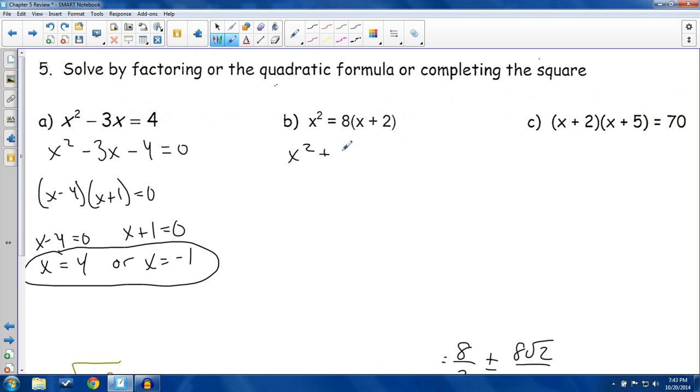X squared minus 8x minus 16 equals 0. But to complete the square, I want to get the 16 over to the other side. No good over here. I'm going to be adding anyway.